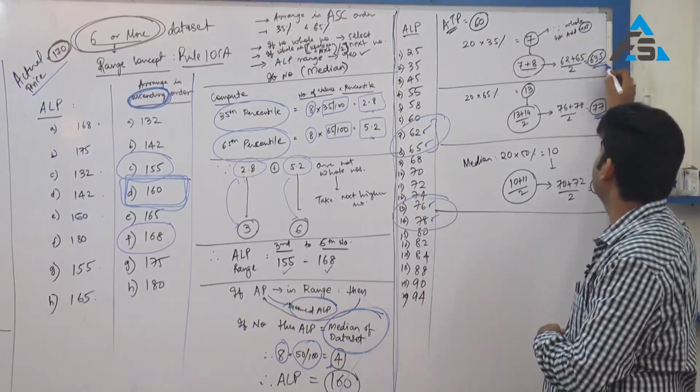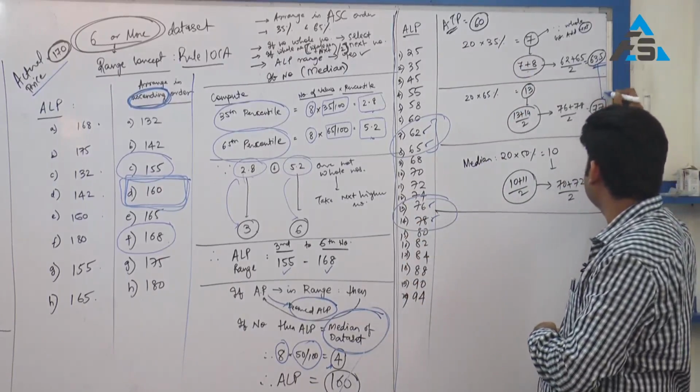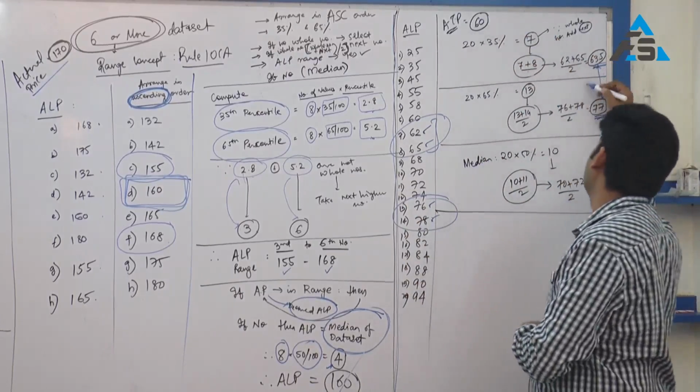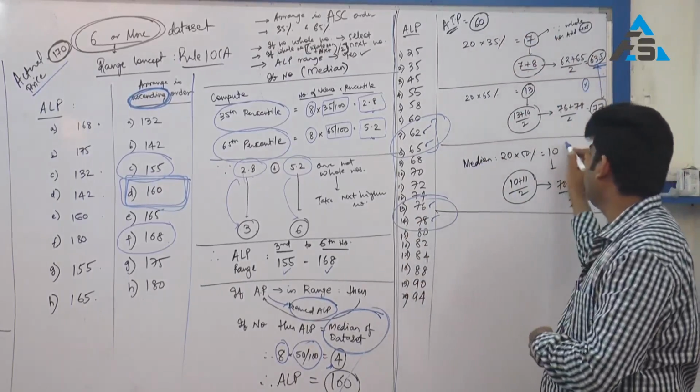I hope I am clear. We get a range of 63.5 to 77. Does 60 fall in this? My answer is no. I will find the median.